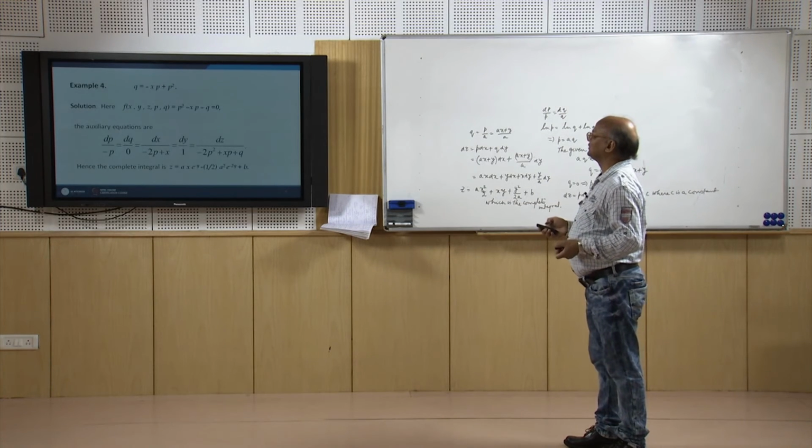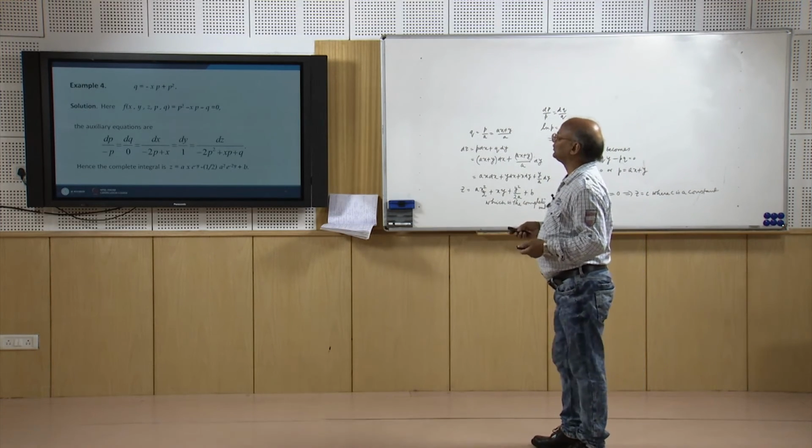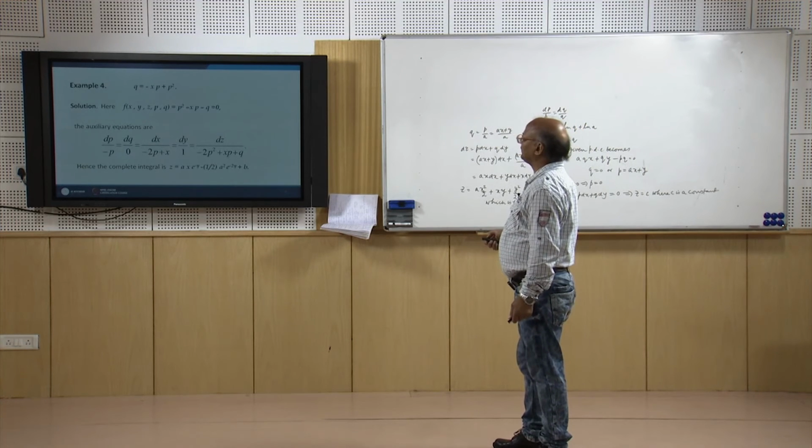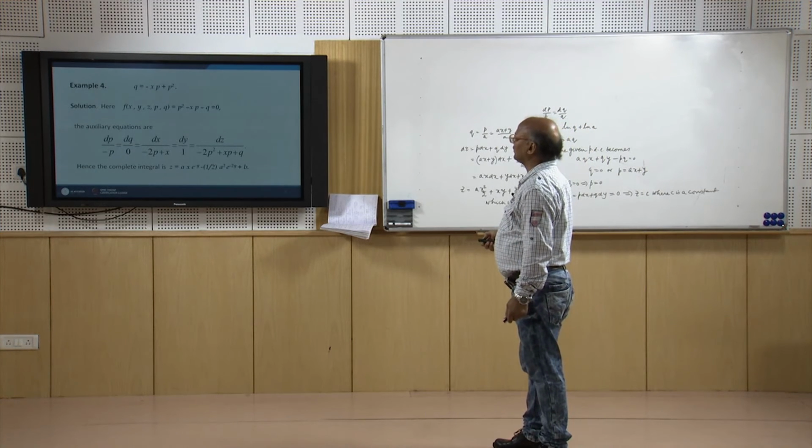Now, let us go to the last problem, q equal to minus xp plus p square. So, here we can write f(x, y, z, p, q) as p square minus xp minus q equal to 0. The auxiliary equations, when we find them, come out to be dp over minus p equal to dq over 0, dx over minus 2p plus x, dy over 1, dz over minus 2p square plus xp plus q.